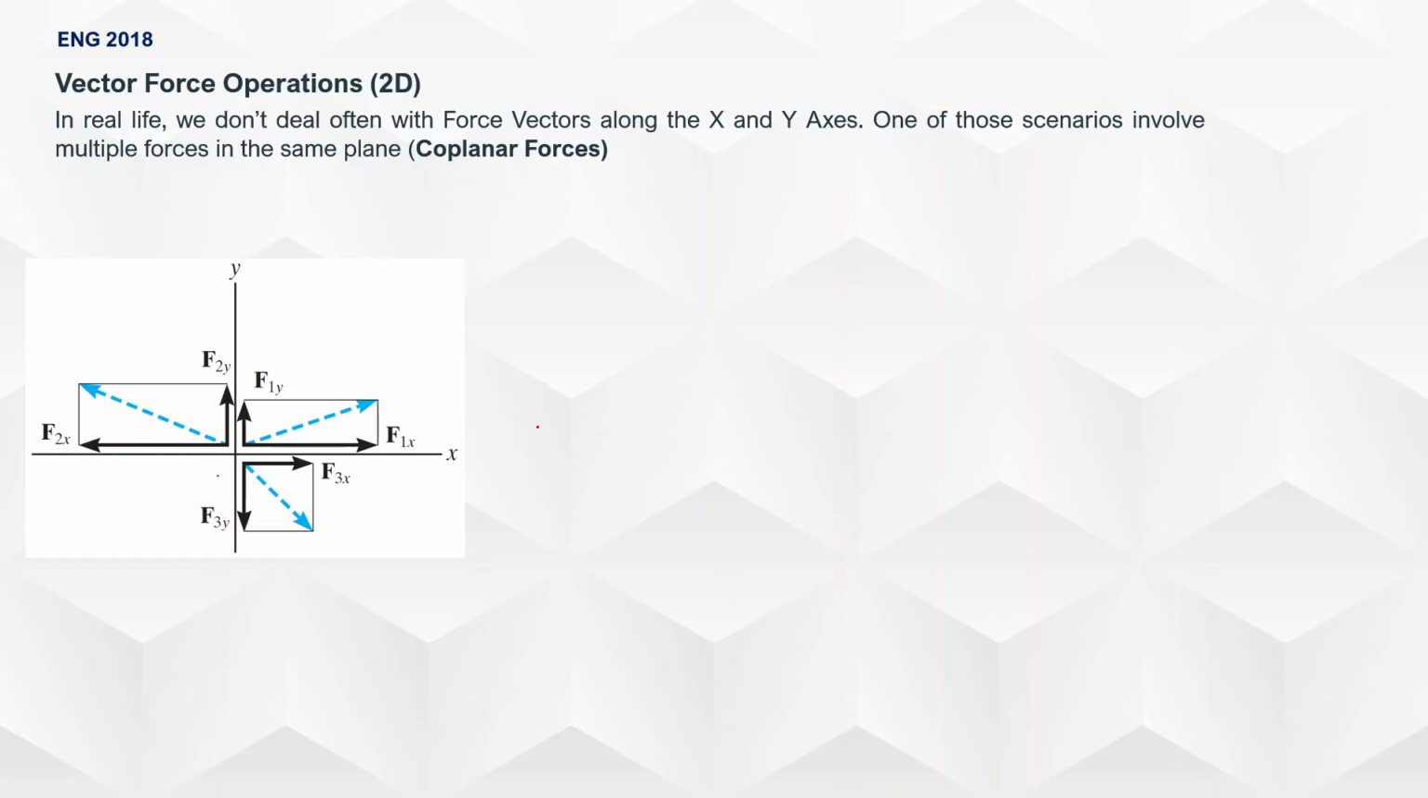If you recall our quadrants, we know that this one is always positive, positive. This is negative, positive. This is negative, negative. This one is positive, negative. Okay?